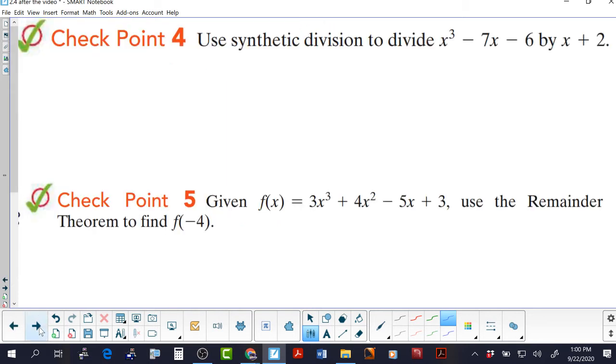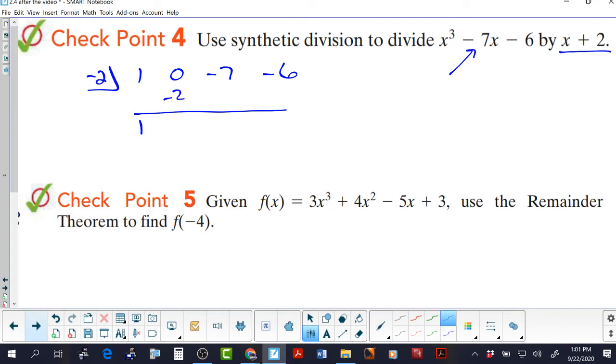Use synthetic division to divide. Well, since we're dividing by x plus 2, we're going to put negative 2 in the box. And then we'll write the coefficients 1, 0, negative 7, negative 6. Now we need the 0 because this is missing an x squared. So let's bring down the 1, negative 2, negative 2. We're going to multiply and then add, multiply and add, multiply and add.